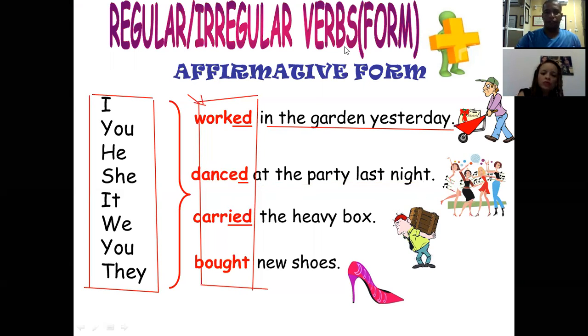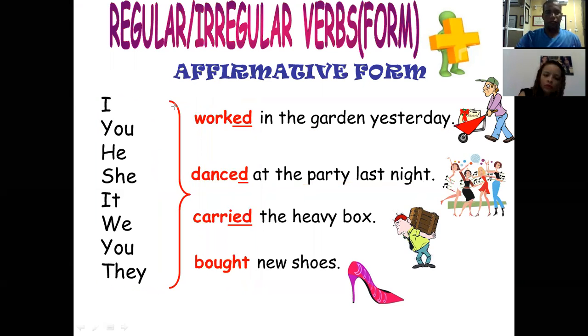Eso es muy sencillo. Por ejemplo, usted diría: I worked in the garden yesterday. Or you danced at a party last night. Or she carried the heavy box. You bought new shoes. Usted mire que hay verbos que terminan en ed y otros que terminan en ir, otros que se le agrega la d y otros que cambian totalmente. Ya más adelante le voy a explicar eso. Eso que estoy explicando, Judy, es para que comprendan cómo hacer los ejercicios que están en la unidad de trabajo independiente.